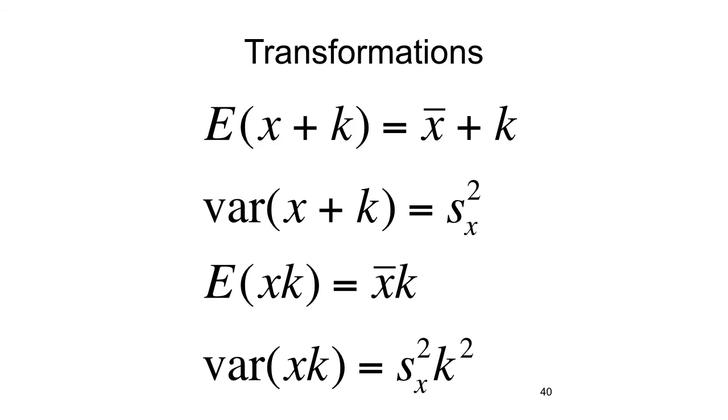Right? There are 4 lights. Is that right? Okay. So the expected value of x plus k is x bar plus k. So x is a variable that has all kinds of possible values. The expected value is the mean, x bar. If we add k to all the values of x, we expect now a value of x bar plus k.